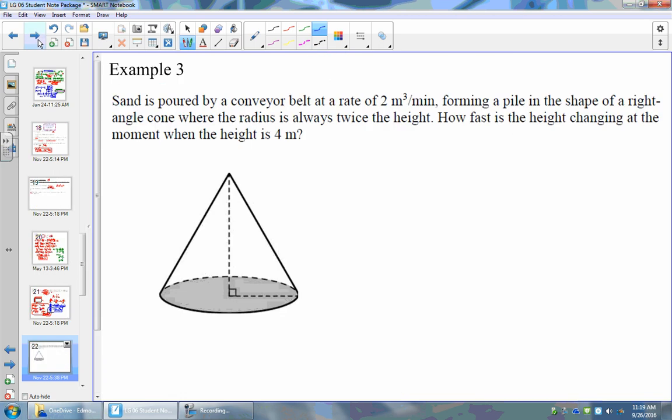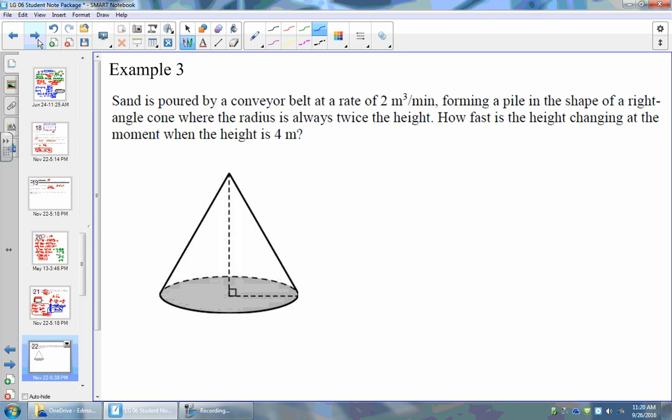All right, let's take a look at the next one. Sand is poured by a conveyor belt at a rate of 2 meters cubed per minute, forming a pile in the shape of a right-angled cone, where the radius is always twice the height. How fast is the height changing at the moment when the height is 4 meters?